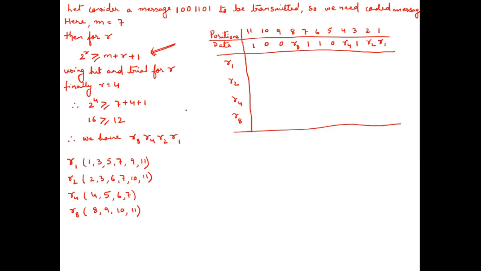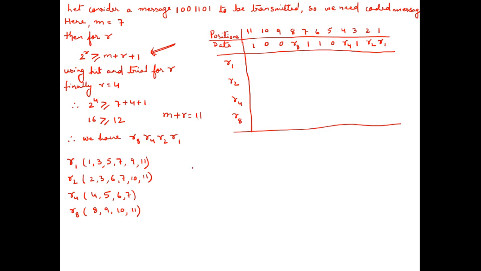Just now I have shown the table. Accordingly, I will take positions. How many positions will I take? For these bits, 11 positions. Why? Because m equals 7 and r equals 4, so m plus r will be 11 bits. That's why I have to go for r8, r4, r2 and r1, and the positions will start from 1 to 11.